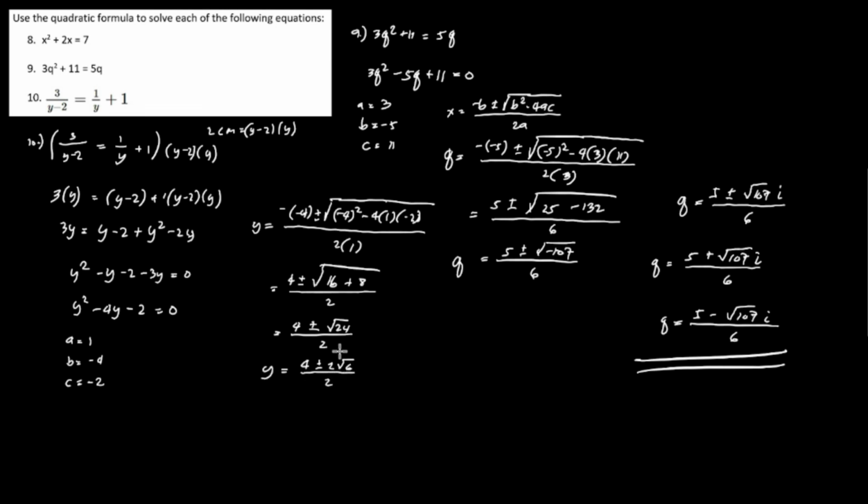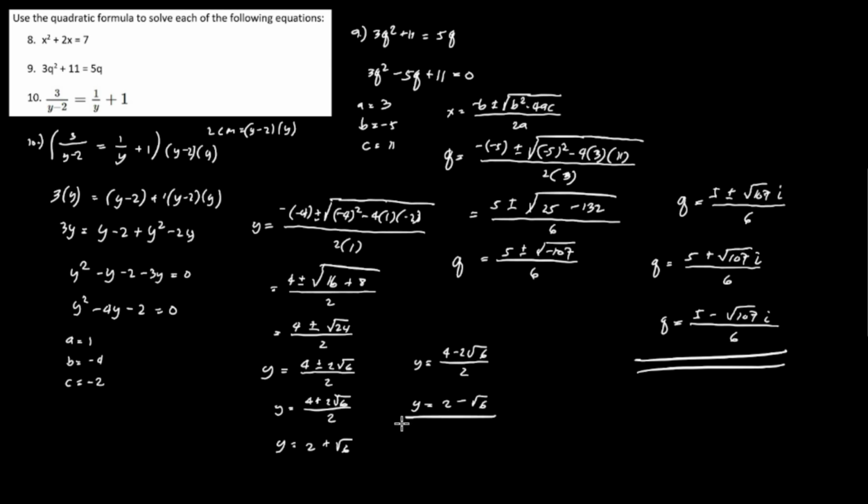And this is equal to y. So therefore, the values: y is equal to 4 plus 2 square root of 6, all over 2, is equal to 4 over 2 is 2, plus 2 over 2 is 1 times square root of 6, or square root of 6. And another y, which is y equals 4 minus 2 square root of 6 all over 2, and 4 over 2 is 2, negative 2 square root of 6 over 2 is negative square root of 6, and this is y.